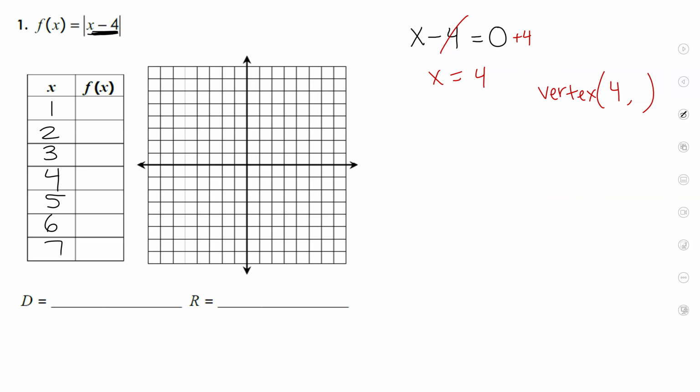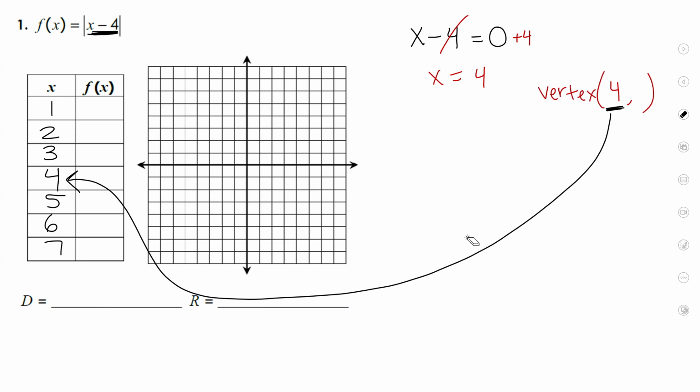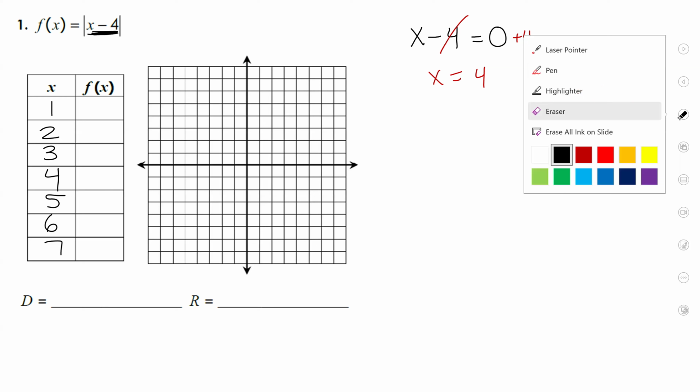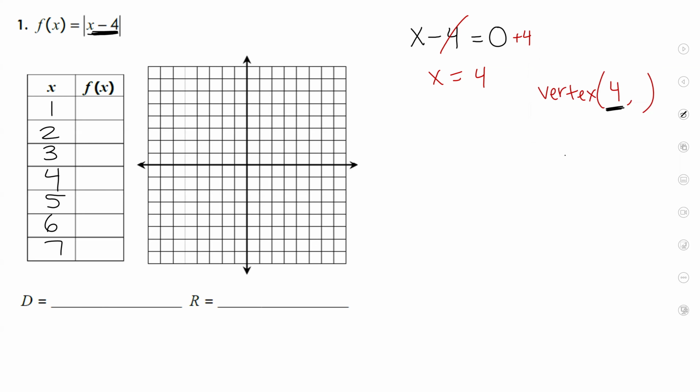So step 1, find the x value of your vertex. Step 2, put it in the middle of your table. Okay? All right, now just plug in your points. We're gonna find out what our values are. So I'm gonna write down the function. This is the function they gave us. Let's plug in numbers from our table. The first number in our table is a 1. Everyone, let's plug in a 1.